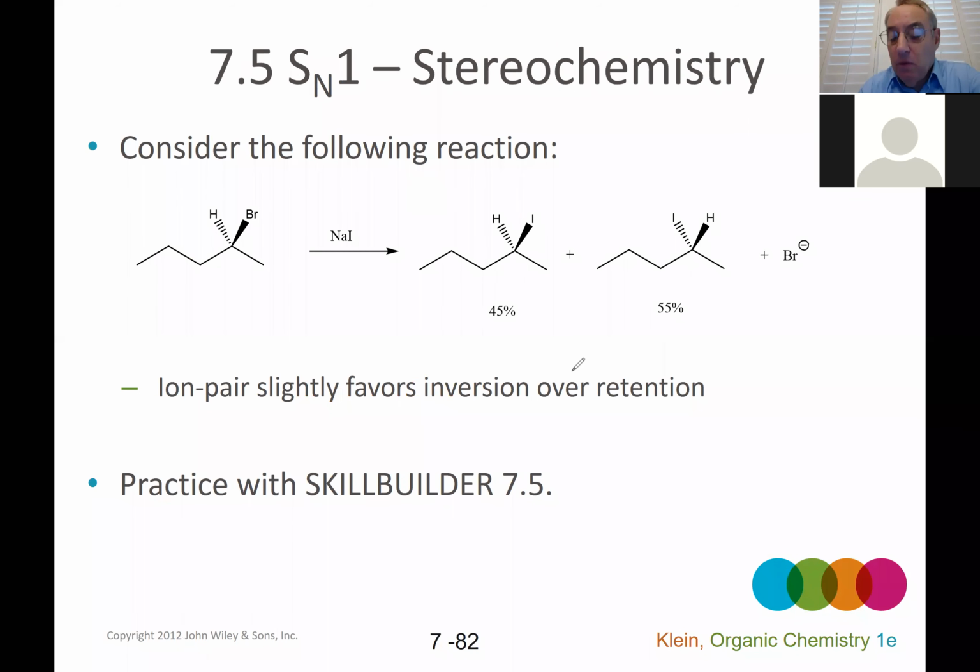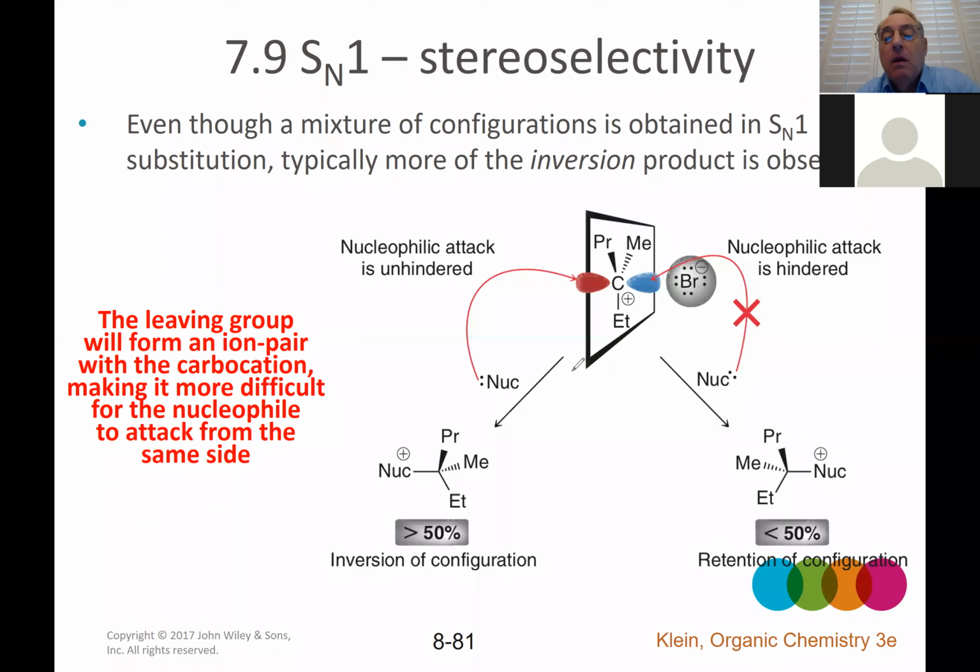So here's an actual reaction. Here's another slide that shows you actually what is observed. It's not exactly 50-50. So here's a carbocation, and the bromide has left, right? The bond is broken, but the bromide is still in the vicinity of the positive charge. So the negative bromide is kind of attracted by the positive carbon. So this thing is called an ion pair.